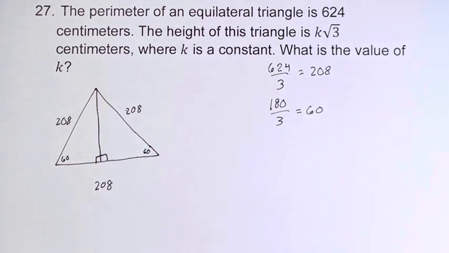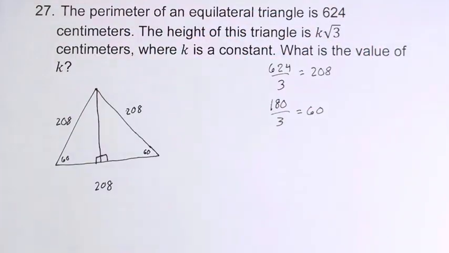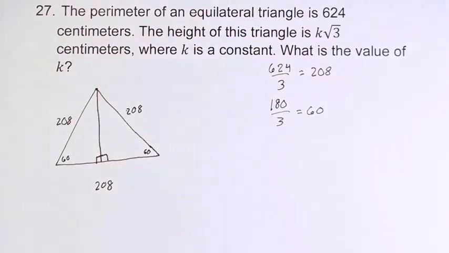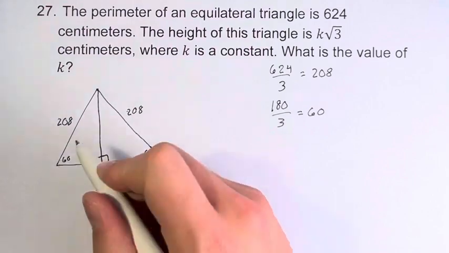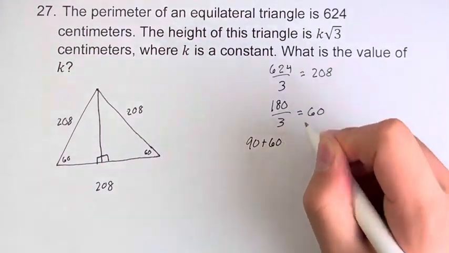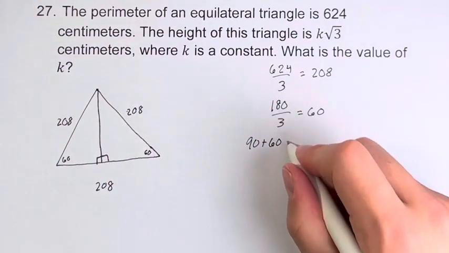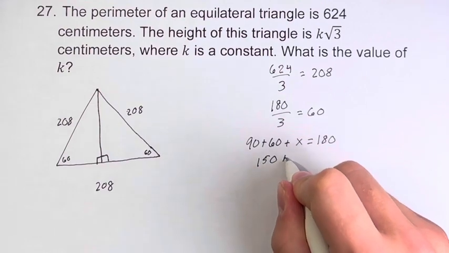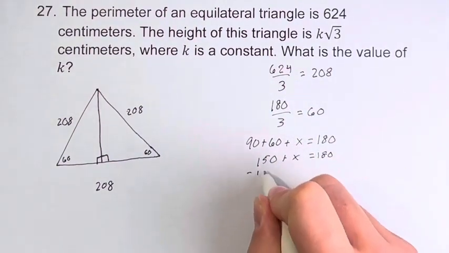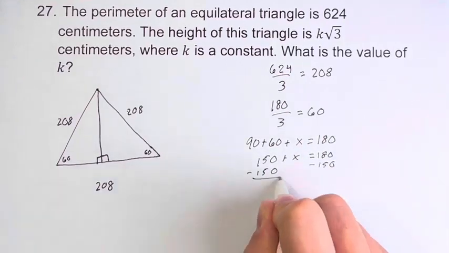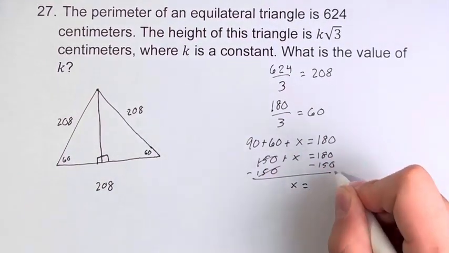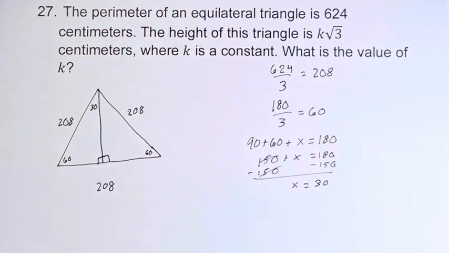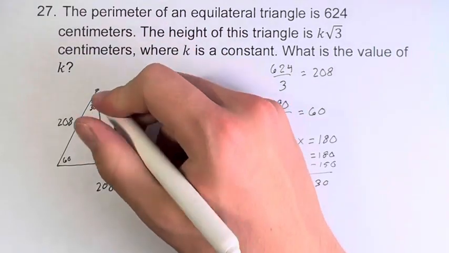If you don't know that this is necessarily true, that it does bisect the angle, what you can do is you can say, once again, the angles in a triangle add up to 180. So we have 90 plus 60 plus, let's just call this angle here x for now, equal to 180. 90 plus 60 is 150 plus x, which is equal to 180. Getting x on its own by subtracting 150 from both sides, these cancel, and we get x is equal to 180 minus 150, which is 30. So this is 30, and by the same argument, this is 30 as well.